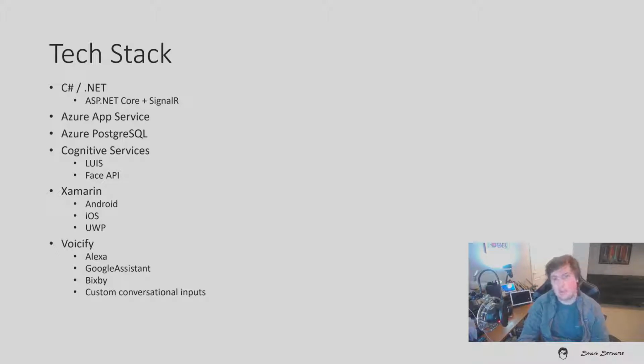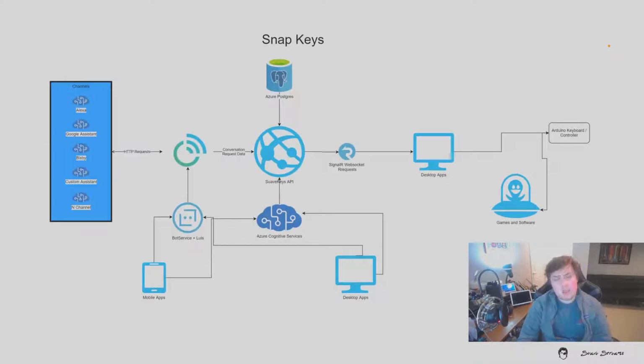Here's the flow of data and what the setup looks like. Everything on the left side is essentially your input device, all your different voice channels, as well as your mobile apps and desktop apps. The voice channels send HTTP requests to Voicify, which has a webhook registered to send to the Suave Keys API in Azure. When those requests come through, it's sending over WebSockets to your authenticated devices for output, such as your desktop app or like a Windows machine.